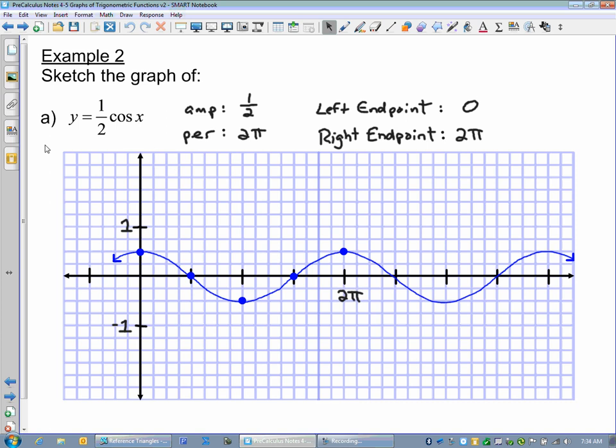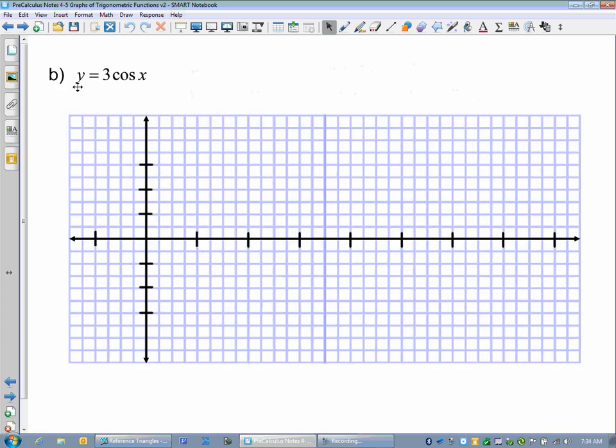Let's take a look at one more. We're gonna change the amplitude a little bit. This time we're gonna do the graph of y equals 3 cosine of x. So again, those same four points or four ideas we want to start with. First one being the amplitude, which in this case will be 3. It's the absolute value of that coefficient. So my amplitude is 3. Again, no change to the period because our argument is the same as the parent function, so the period will be 2 pi. Left endpoint, value of x that causes the argument to be 0, that's going to be 0.